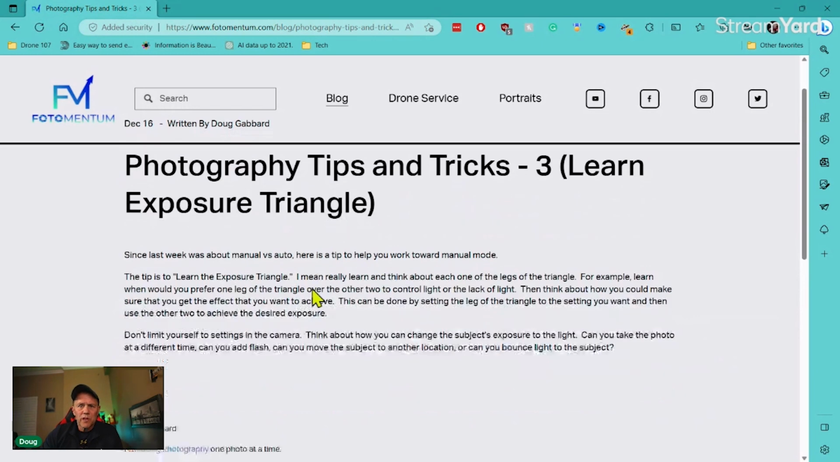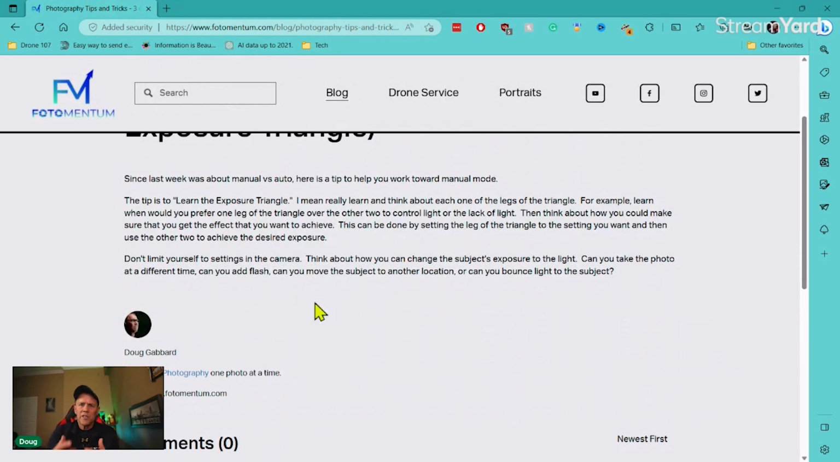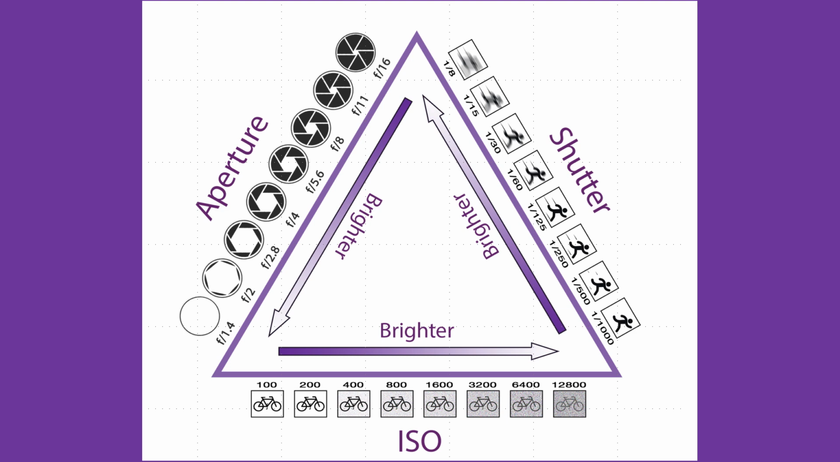Learn the exposure triangle. The exposure triangle, I'm not going to teach you how to use it here. Just know that it exists. There are 3 parts of the exposure triangle. That's the shutter speed, the aperture, and the ISO. All 3 of these control how much light comes into your camera or how much is sensed by your camera.